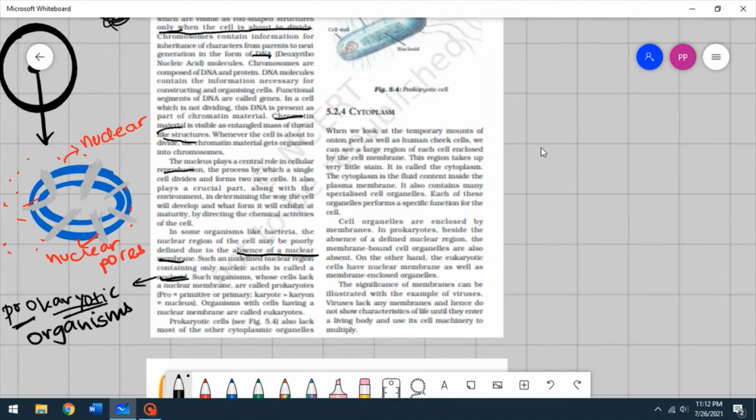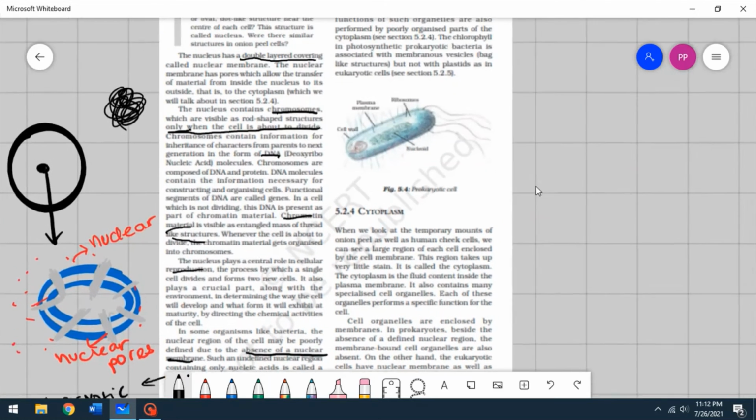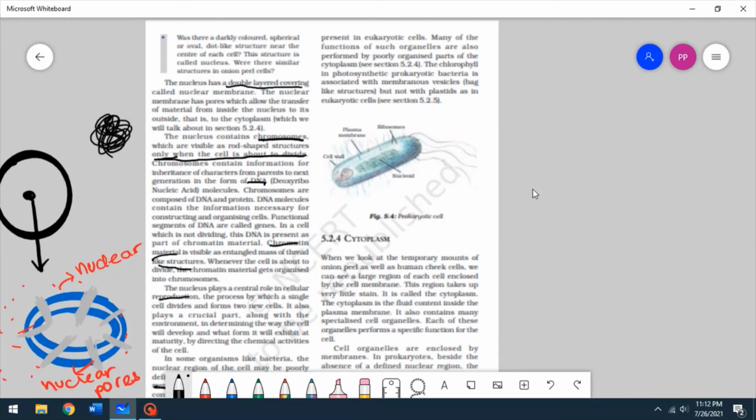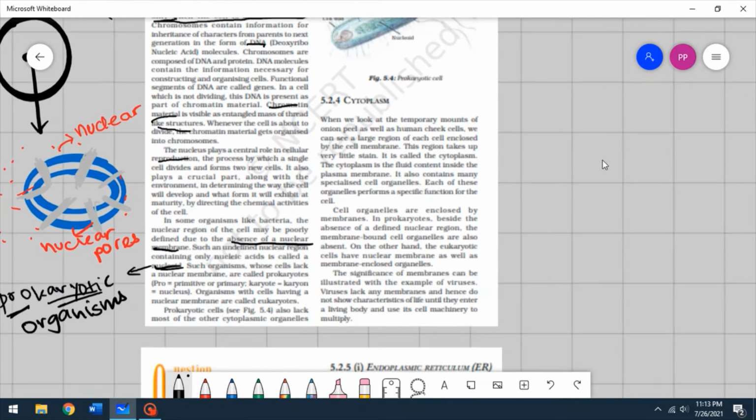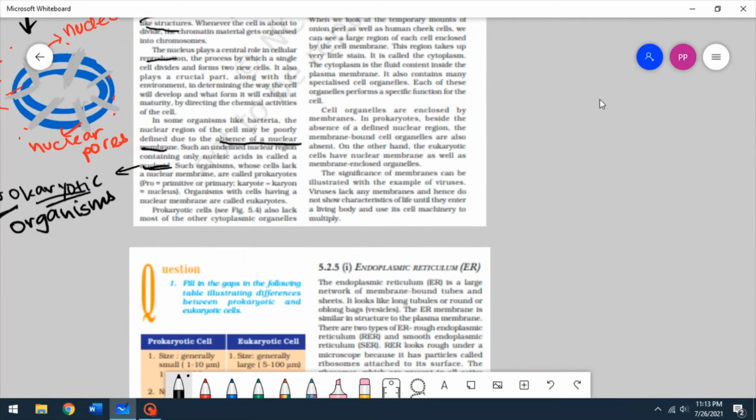Prokaryotic organisms also lack most of the other cytoplasmic organelles that are present in eukaryotic cells. Many functions of such cells are also performed by poorly organized parts of the cytoplasm. Alright, they are seen in membranous vesicles, chlorophyll, but not within the plastids as seen in eukaryotic cells. Then we talk about the cytoplasm.